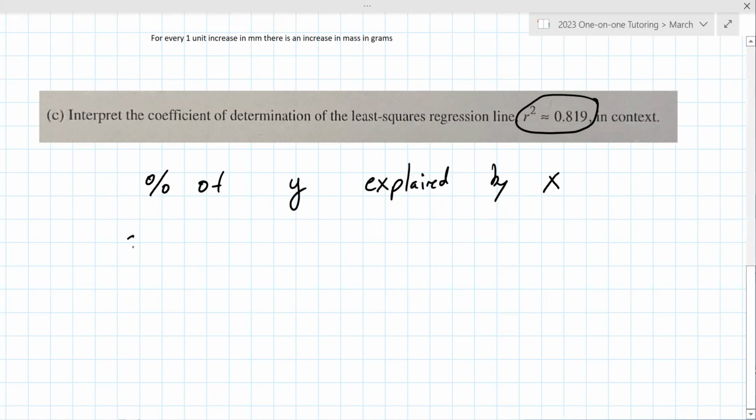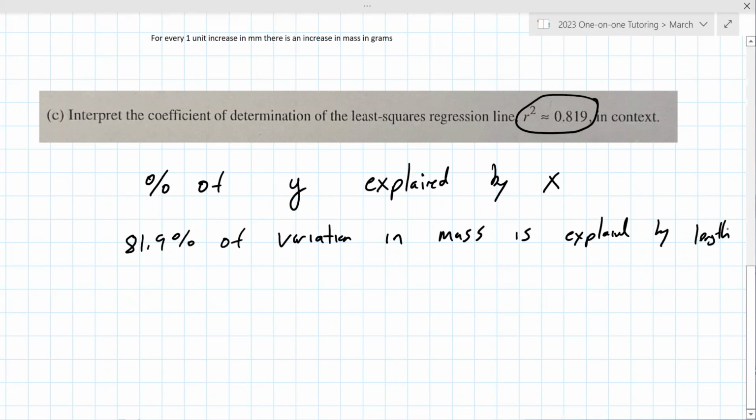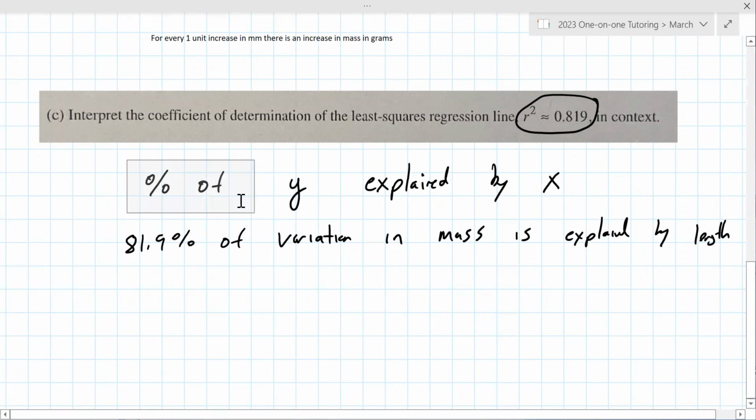Okay, so again, put these numbers in. We would convert that to 81.9% of, and I'm going to add a word here, variation in, and then instead of Y, we'll say mass, is explained by length. So I'll add that word in here. The coefficient, you would just convert it into a percentage, and then just regurgitate: variation in Y is explained by X.